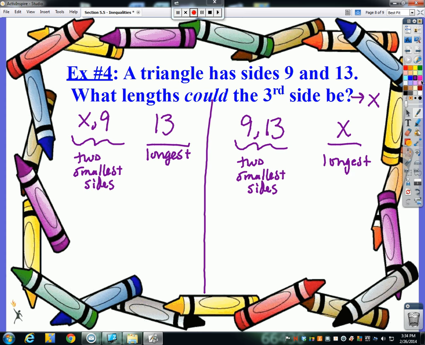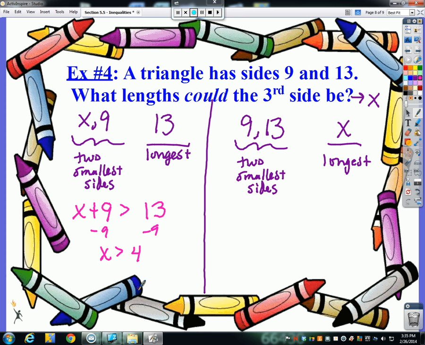So what we're going to do is set up the inequality. We said that the sum of the two smaller sides, which would be the x and the 9, must be bigger than the longest side, which is the 13. Now we're going to solve this inequality like we would just a regular equality. Just pretend that greater than sign is really an equal sign. And we would subtract the 9 over, and we would say that x would have to be bigger than 4. So if x was bigger than 4, but not including 4, if x was 4.5, or if it was 5, or if it was 6, if it was 7, it would work out to make a triangle.